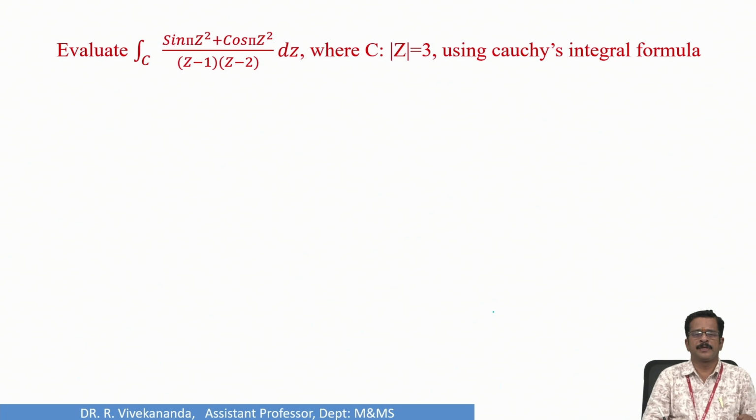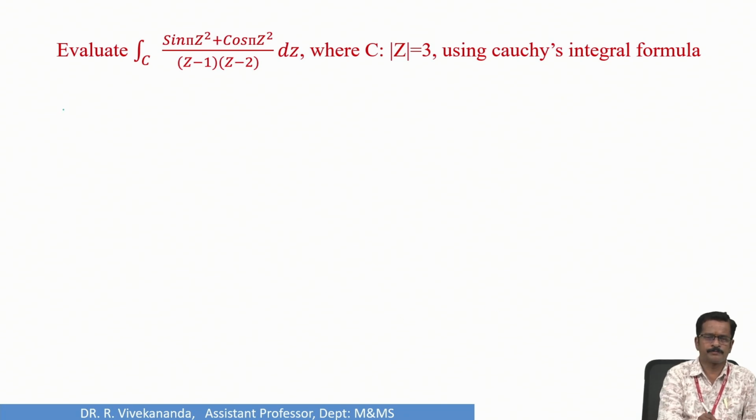Next question. Evaluate the integral of (sin pi z square plus cos pi z square) by (z minus 1)(z minus 2) dz, where C is mod z equals 3, using Cauchy's integral formula. First you need to find the singular points, then sketch the region, then check whether the singular points lie inside or outside, and accordingly you proceed.